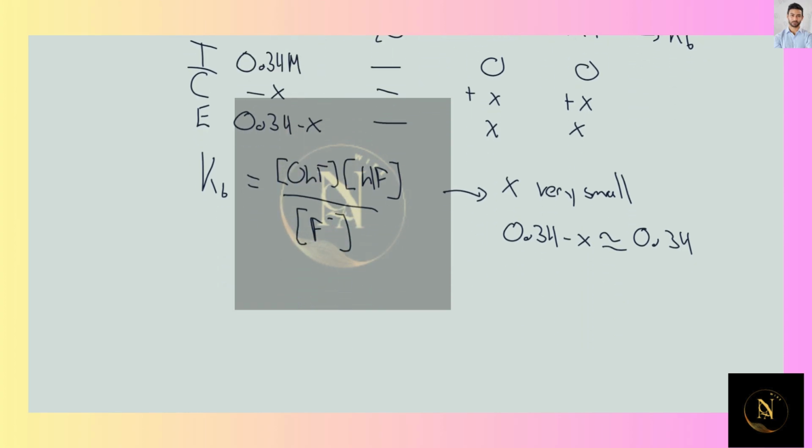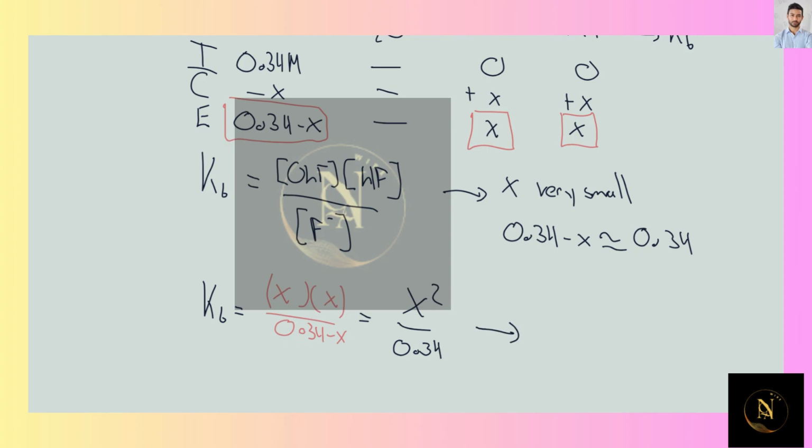So for the value for Kb, we're going to replace the concentrations that we got at the equilibrium. So instead of concentration of OH minus, we're going to put x. Concentration of HF, we're going to put x again, and the equilibrium would be 0.34 minus x. So we get x times x divided by 0.34 minus x. Now we're going to apply our approximation. So we get x squared divided by 0.34. And from here, solving for x, we get the square root of 0.34 times Kb.